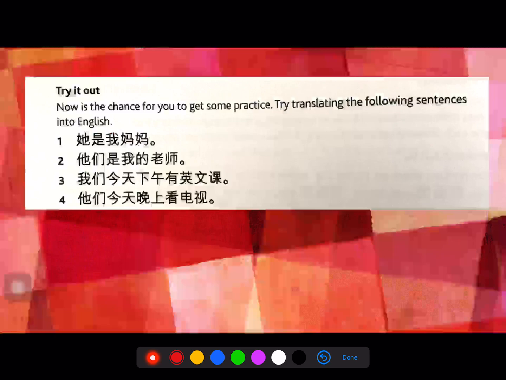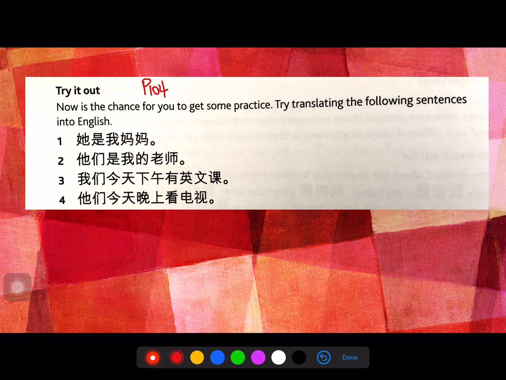Last exercise, we need to try it out. Now is the chance for you to get some practice. Try translating the following sentences into English. I think this bit is about the use of 是 on page 104. If you want to read your book instead of the screen, you can find it there. You can write the answers in your book, and pause if you need more time, because we are going to do the answers now.